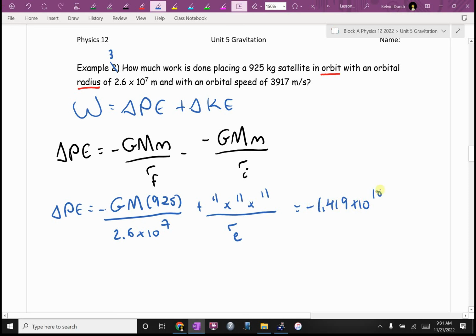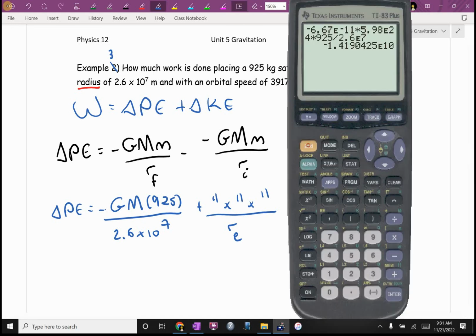times 10 to the 10th plus, and then I'm just going to backspace. I'm going to delete the negative, and I'm going to replace the 2.6 times 10 to the 7th with 6.38 times 10 to the 6th. Whoop, wrong button. There we go. And I get positive 5.7829 times 10 to the 10th.